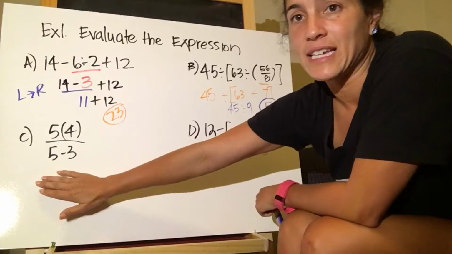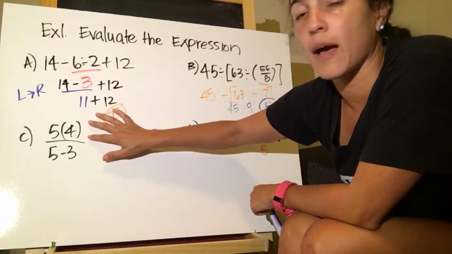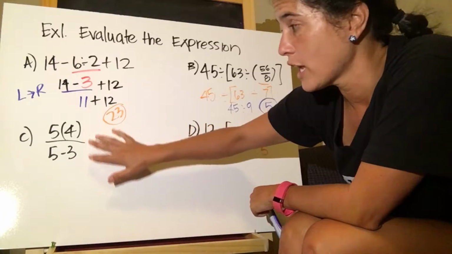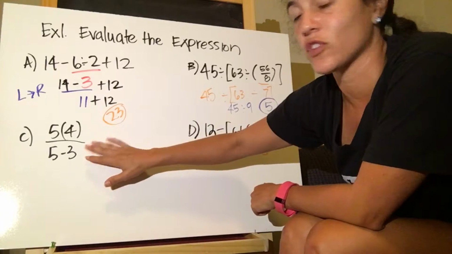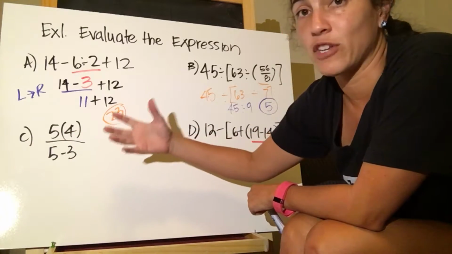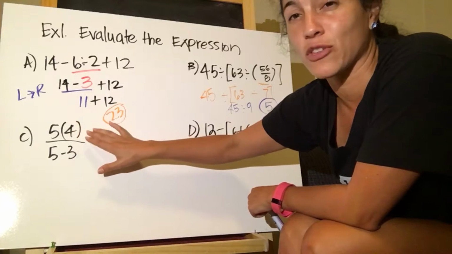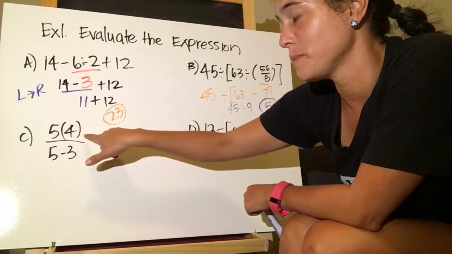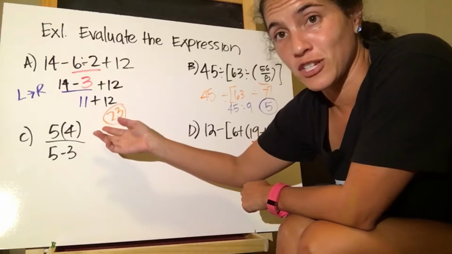Example C, I have a division problem. So on the top I have 5 times 4, and on the bottom I have 5 minus 3, and then it's a division. So my order of operations would be grouping. I don't have any grouping. You might see these parentheses and think they're grouping, but really this is just multiplication. Then you have to do multiplication and division from left to right.